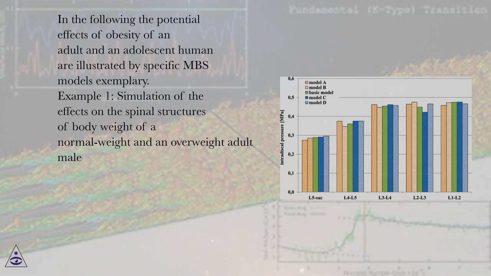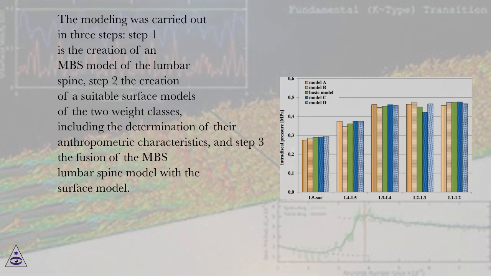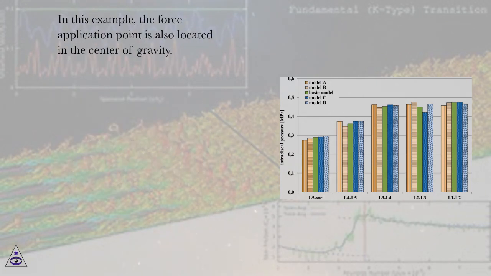In the following, the potential effects of obesity of an adult and an adolescent human are illustrated by specific MBS models exemplary. Example 1, simulation of the effects on the spinal structures of body weight of a normal weight and an overweight adult male. The modeling was carried out in 3 steps. Step 1 is the creation of an MBS model of the lumbar spine. Step 2, the creation of the suitable surface models of the 2 weight classes, including the determination of their anthropometric characteristics, and Step 3, the fusion of the MBS lumbar spine model with the surface model. In this example, the force application point is also located in the center of gravity.